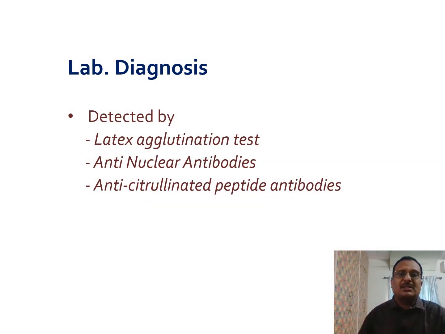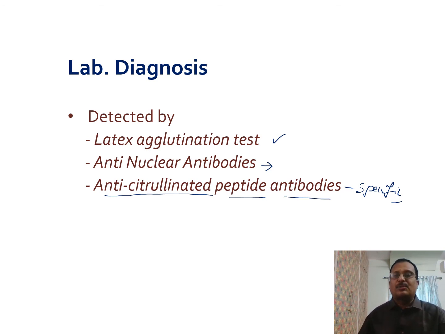Then lab diagnosis, varieties of tests are available. One is the latex agglutination test, but it's not very reliable, and anti-nuclear antibodies we can do, but a more specific test to diagnose this condition is anti-citrullinated peptide antibodies. The anti-citrullinated peptide antibody test is more specific to diagnose this particular condition.